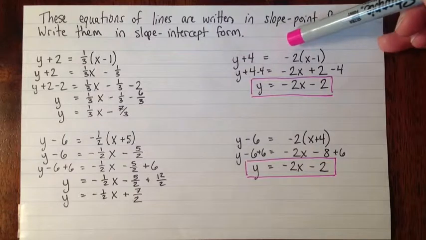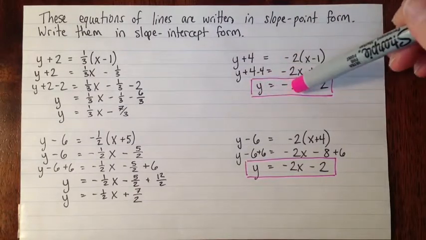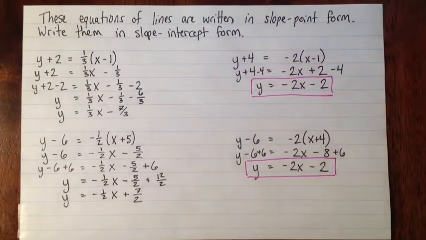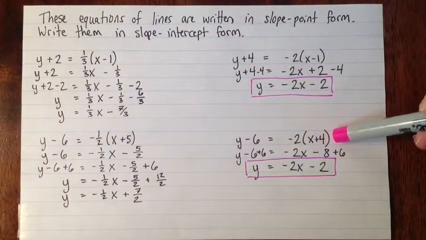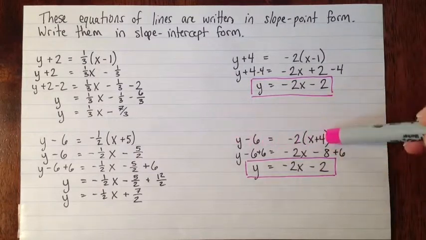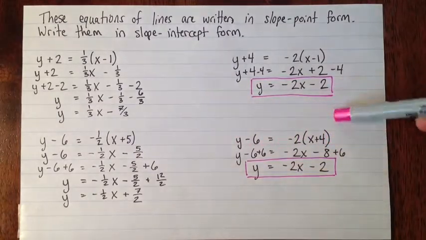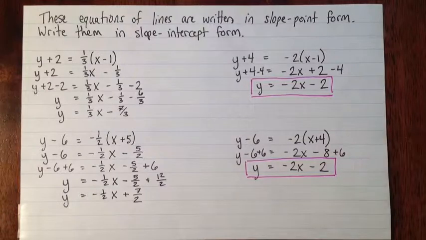But the equation, this line here, y equals negative 2x minus 2, has infinitely many different equations in slope-point form. So here's one of them. This one doesn't really look the same, except that we can tell that the slope is the same. But this is the same line. But it was hard to see that until we got it simplified to slope-intercept form.